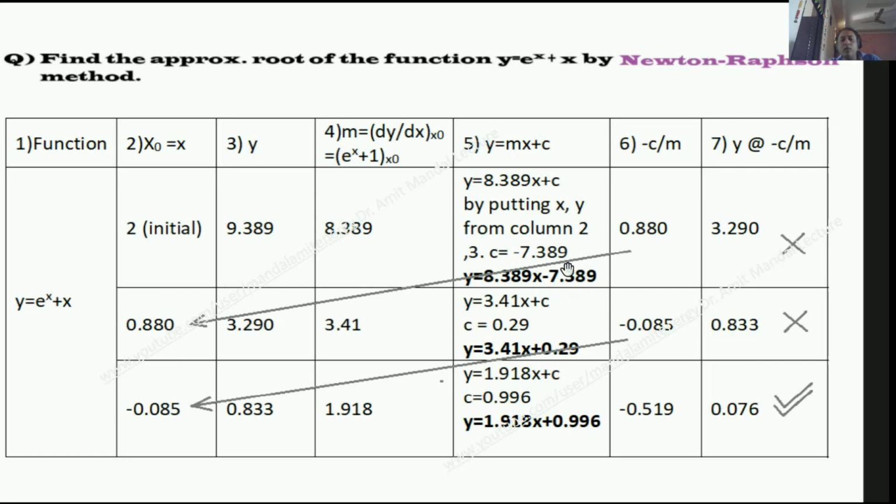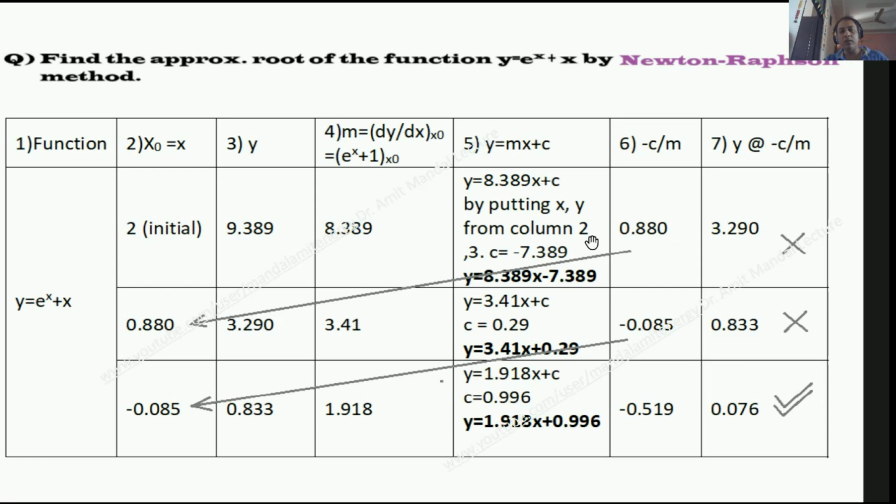Now we have to find where this tangent intersects the x-axis, meaning y will be 0 there. When y is 0, x will be equal to minus c by m. So I get the point of intersection of this tangent with the x-axis where x is 0.880. Now put this 0.880 in this function. I get y as 3.290 at minus c by m. So this is far away from the root. It is not 0. The root is not at this point, because at the root y must be 0. It is not coming out to be 0, so this is not the point closer to the root.